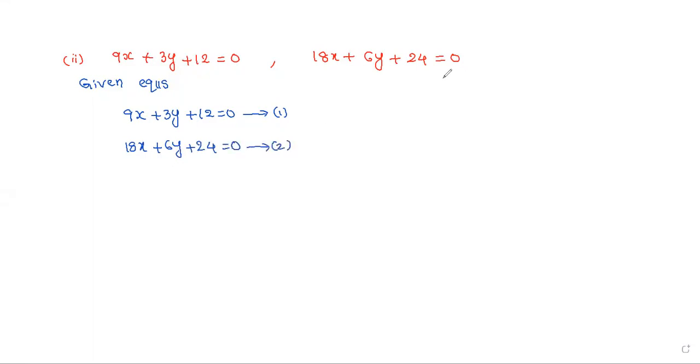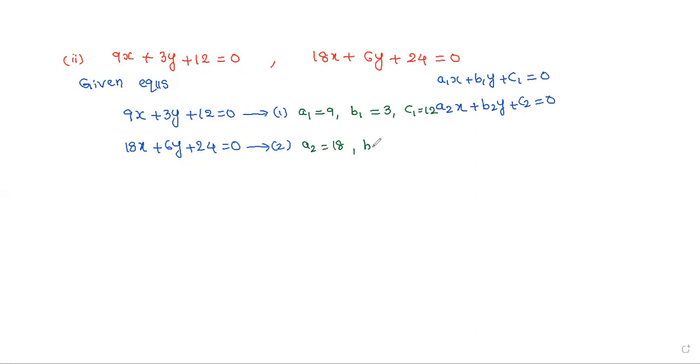So comparing, a1x plus b1y plus c1 is equal to 0 and a2x plus b2y plus c2 is equal to 0, we have to compare with these. So here a1 is equal to 9, b1 is equal to 3, c1 is equal to 12, a2 is equal to 18, b2 is equal to 6, c2 is equal to 24. Comparing ratios.